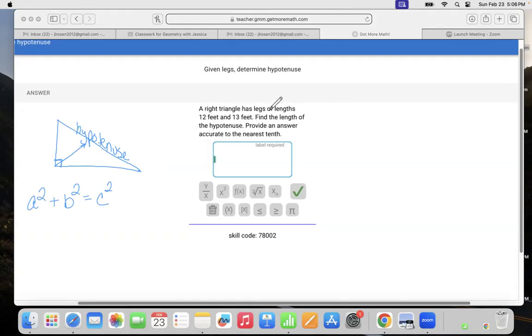So it says a right triangle has legs with lengths 12 feet and 13 feet. When it talks about legs, each of these are a leg. Like the vertical and the horizontal are always going to be referred to as legs. So in order to calculate our hypotenuse, we're simply going to plug that in. So it's going to be 12 squared plus 13 squared equals c squared.